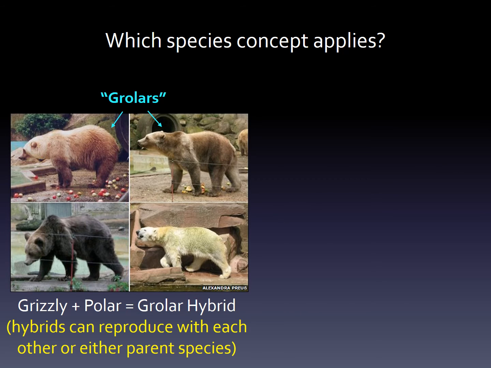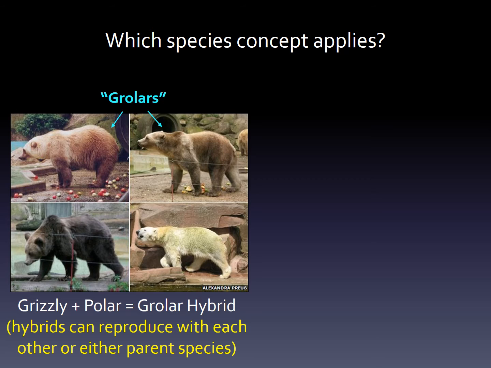So here's some examples to make it more clear. Grizzly bears and polar bears, I told you last lecture, are genetically similar, and so they have no problem reproducing. And in nature, their ranges overlap, and they're becoming more overlapping due to global climate change.